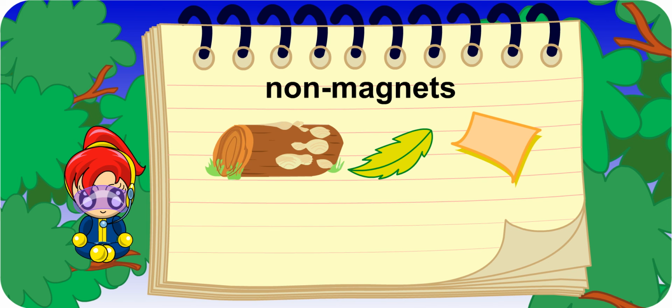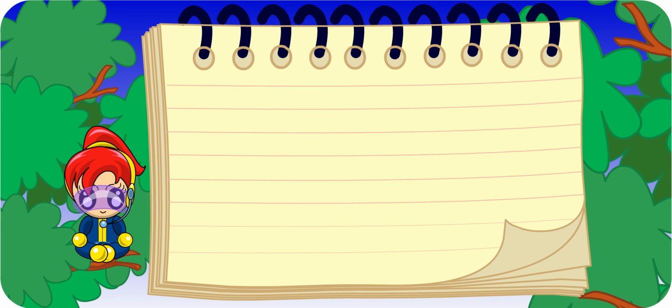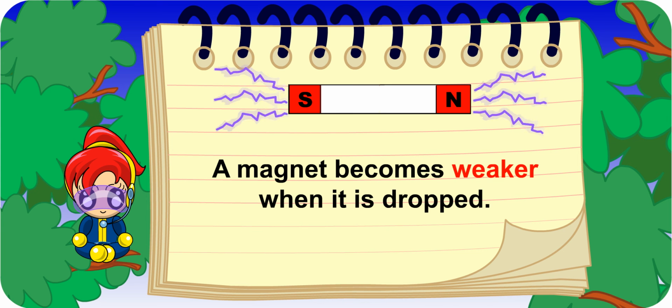Non-magnets do not behave in the same way as magnets. They do not attract and they do not repel. When you drop the magnet, it becomes weaker, so you must always handle a magnet carefully.